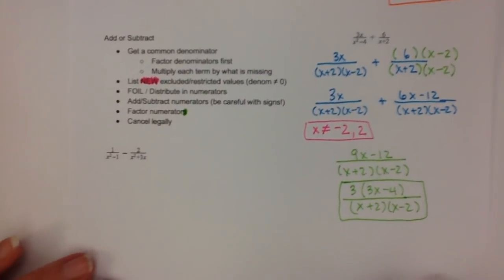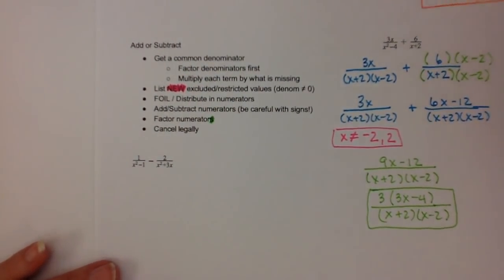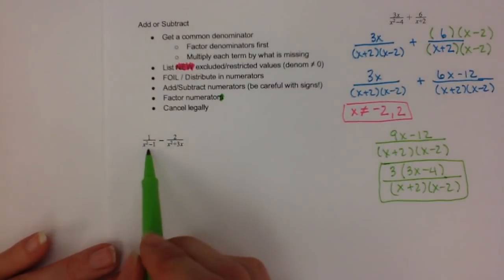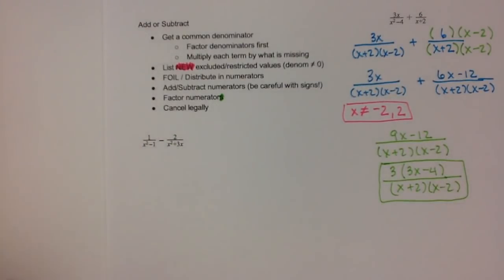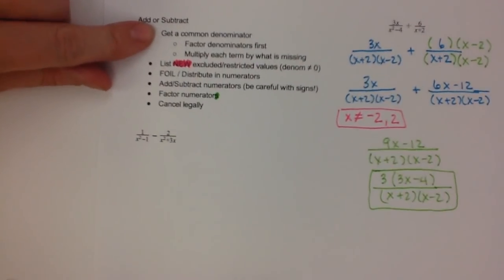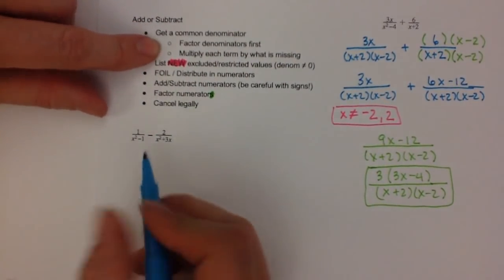We're going to do one more example. This one's going to be subtraction. So we've got 1 over x squared minus 1, subtract 2 over x squared plus 3. So we've got to go through the steps of getting a common denominator. So we're going to factor the denominators.